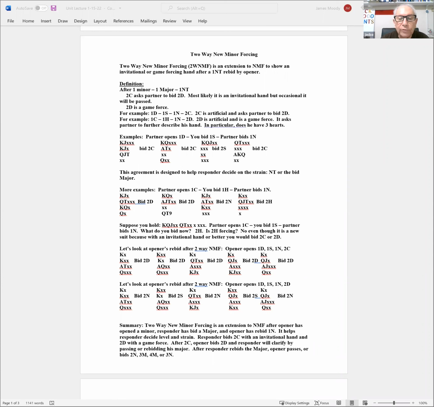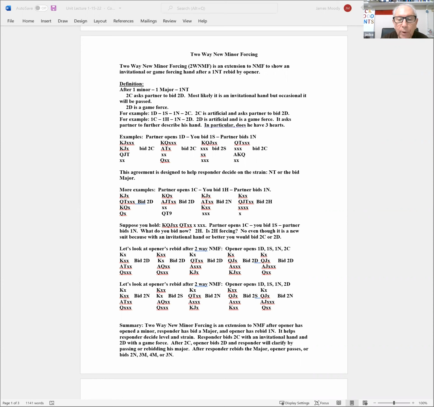Okay, this next one is the same thing. Same thing we did on new minor forcing about with 5 spades and 4 hearts, and partner opens a club, you bid a spade, partner bids 2 hearts. Again, 2 hearts is not forcing because if you were going to force, you had 2 ways to do that, and that was 2 clubs and 2 diamonds. Even though it's a new suit, because in this situation you would bid 2 clubs or 2 diamonds.